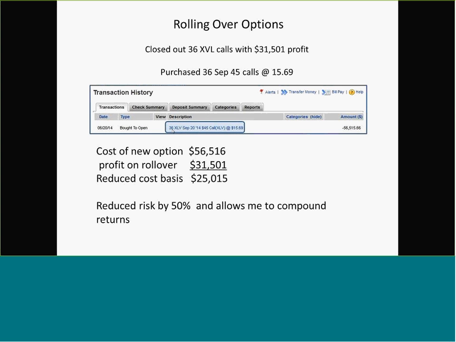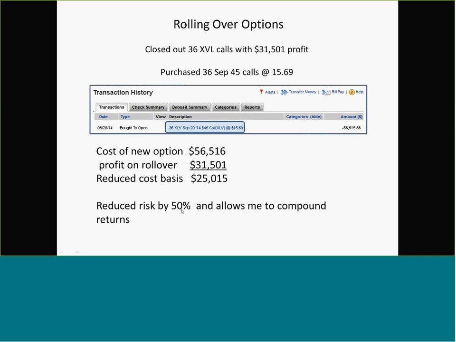So the cost of the September calls was $56,500, and then my profit on the rollover was $31,000. So now that reduced my cost basis from $56,000 to just $25,000. So by rolling over, that reduced my risk by more than 50% and allows me to compound my return.